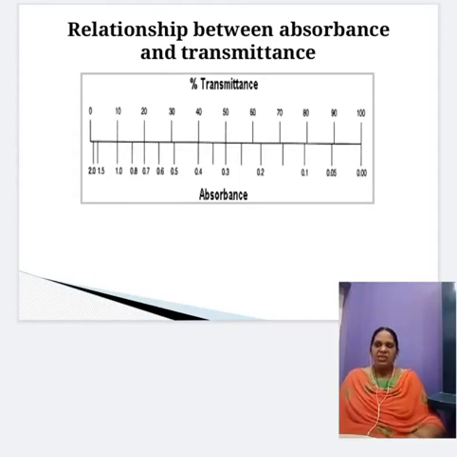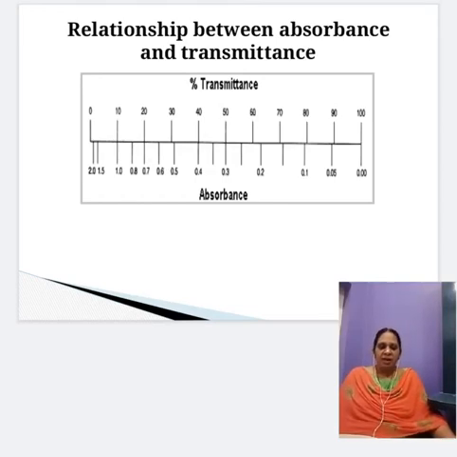When transmittance is 30%, you're getting another value. When transmittance is 40%, you're getting 0.4. When transmittance is 50%, you're getting absorbance as 0.3, and so on. When transmittance is 100%, that means absorbance is 0. Why is it 0? Because your total radiation is being transmitted. No radiation is being absorbed by the material there. Then its transmittance is 100%.